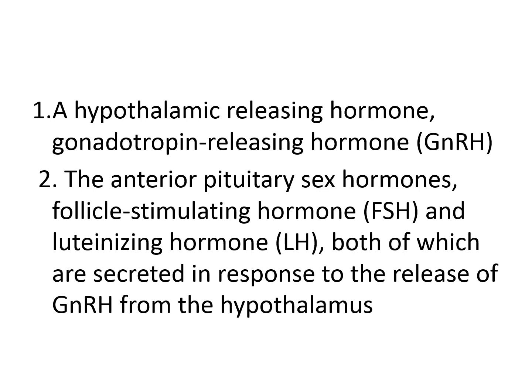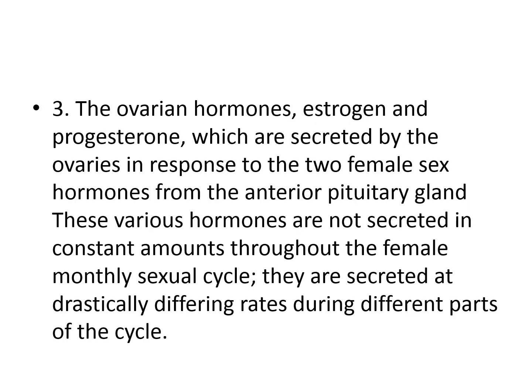hormone, that in turn will stimulate the anterior pituitary 2 hormones, which are follicle stimulating hormone and luteinizing hormone, followed by the ovarian hormones, estrogen and progesterone, which are secreted by the ovaries in response to the 2 female hormones that come from the anterior pituitary gland. These various hormones are not secreted in constant amounts throughout the female monthly sexual cycle, but they are secreted at differing rates during different parts of the cycle.